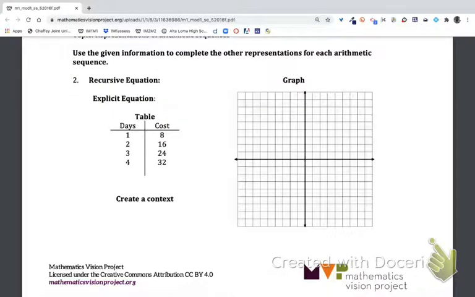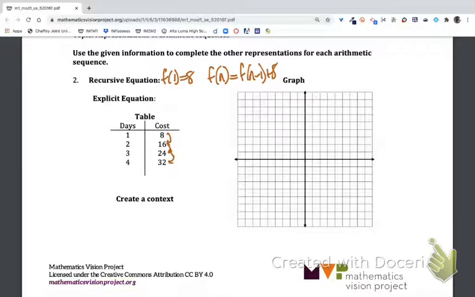For the set portion, for number 2, you've got your recursive equation, explicit equation, context, and graph that you need to be able to complete. So I have the table, which is a lot of information that I have already. To create the recursive equation, I need to define where I begin, which is 8, and how I move. So we're going to move by adding 8 each next step.